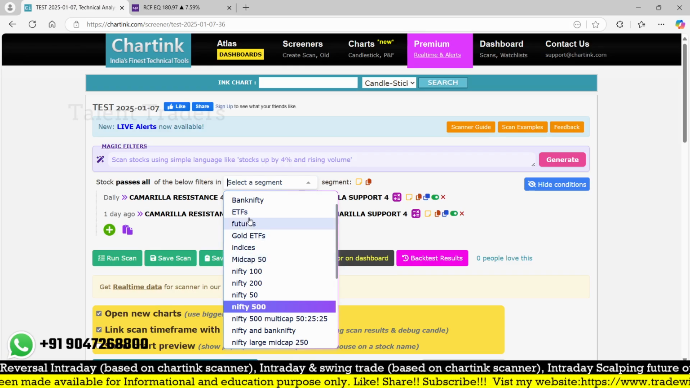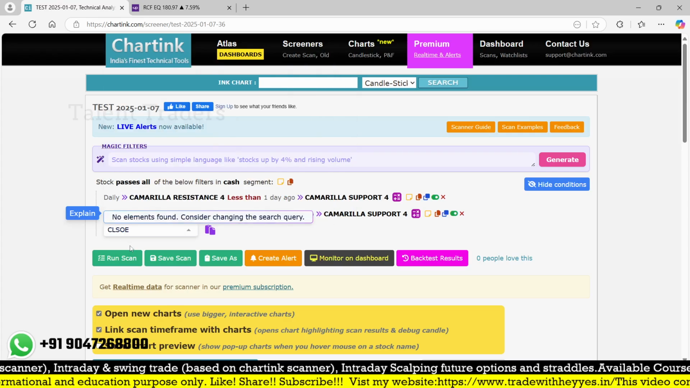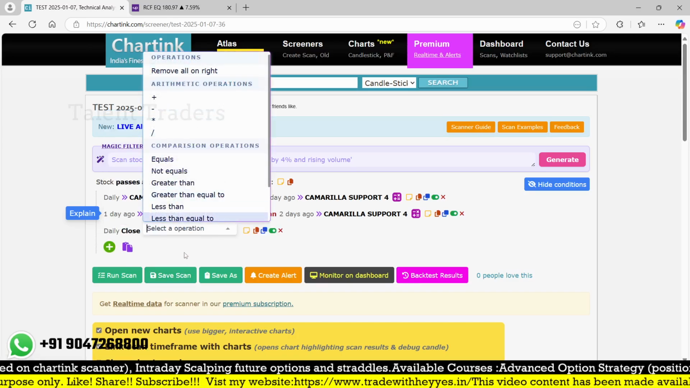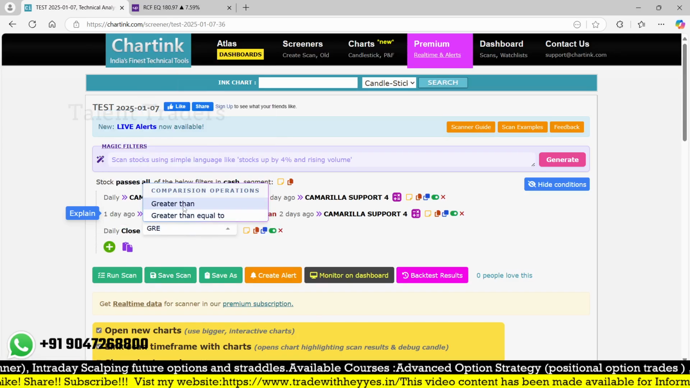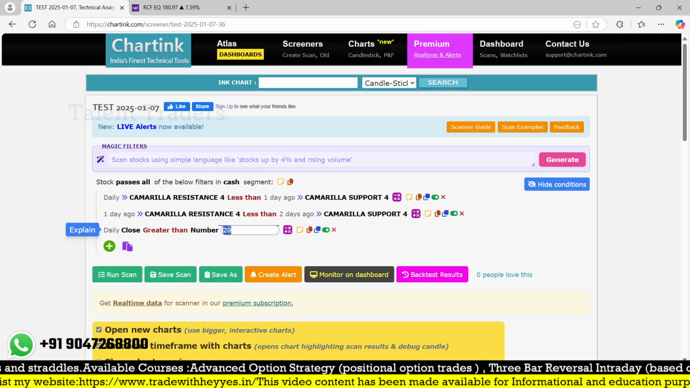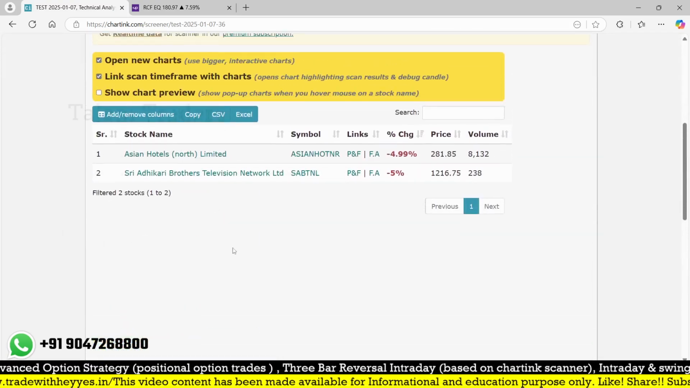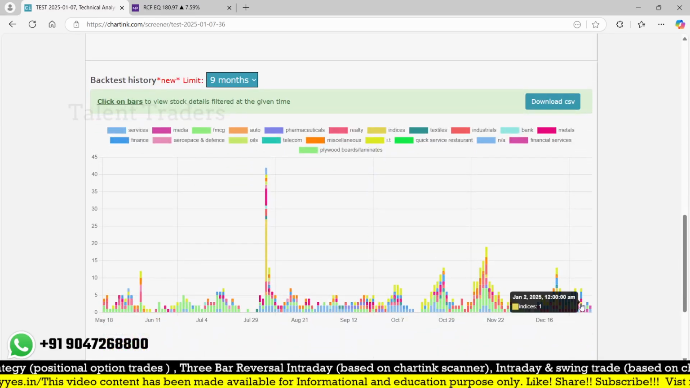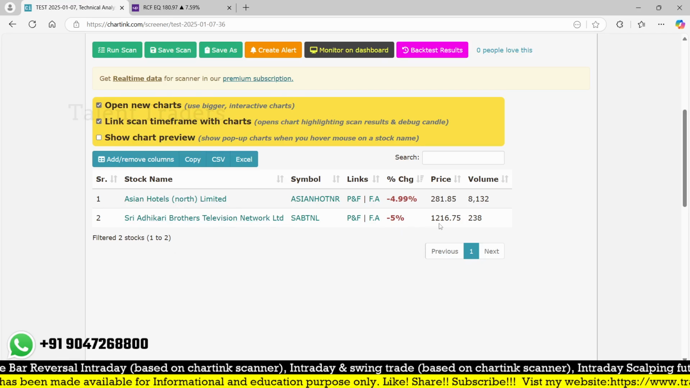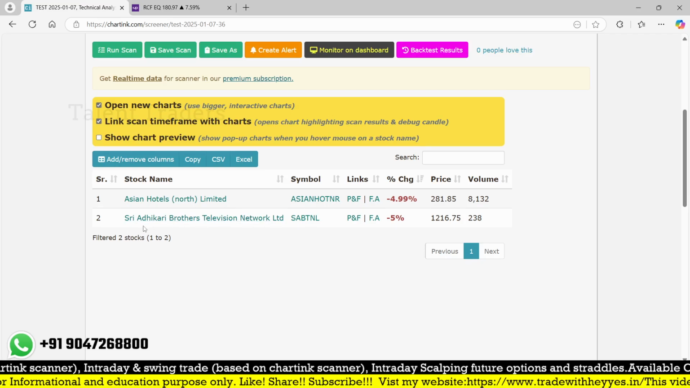Such a thing we can plan if you are adding equity cash. Many stocks have lower values, so we can simply add a closing price filter, so that close of that particular stock must be greater than 100 rupees or more, or 200 rupees stocks. Let me add it, it will filter. If I keep using 200 rupees stocks, we have some stocks which give you some opportunity. So Asian Hotels today and SEB something.